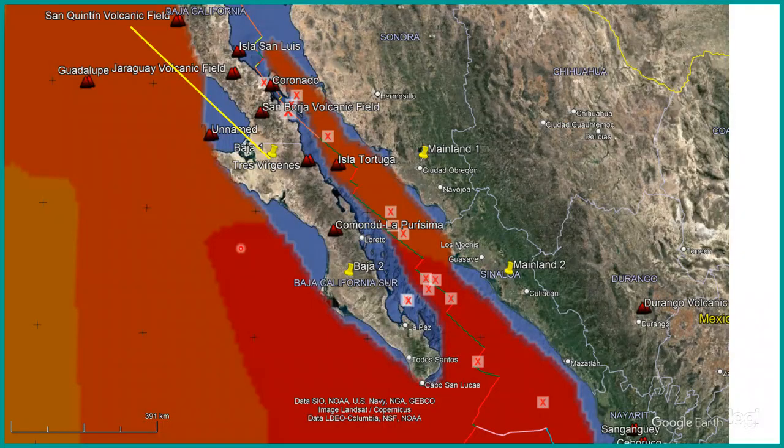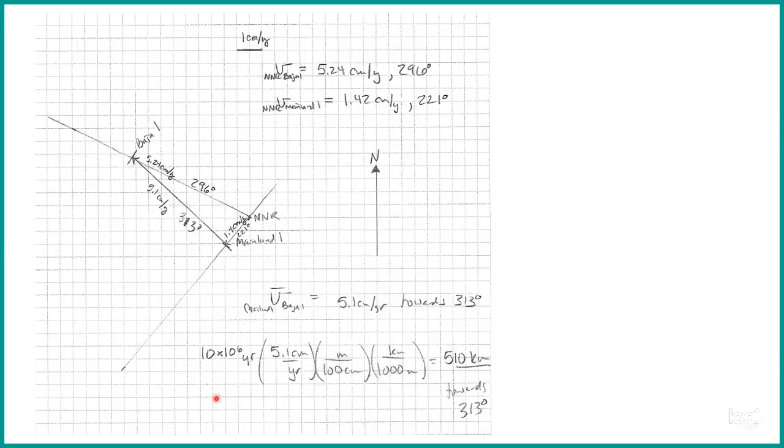Then I went back to my map and I said, okay, what would that distance be in 10 million years? Well, here are my calculations for it. 5.1 centimeters per year towards 313 degrees azimuth. I took 10 million years, 10 times 10 to the 6, moving at 5.1 centimeters per year. And I wanted to figure out the distance it moves in units of kilometers. So I had to divide by 100 centimeters per meter and 1,000 meters per kilometer, and it ended up with 510 kilometers. Again, it's still moving towards an azimuth of 313.